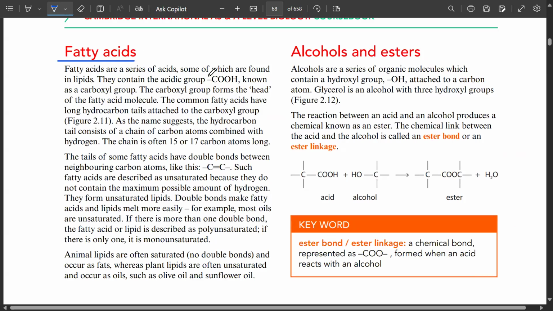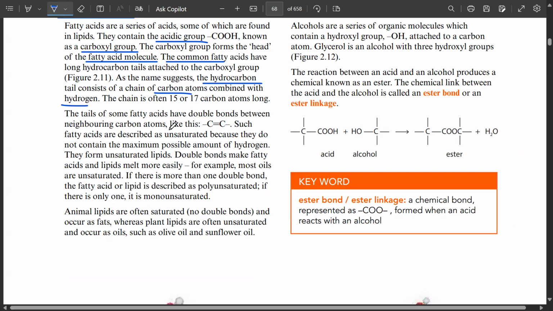Fatty acids are a series of acids, some of which are found in lipids, and they contain the acidic group COOH, known as the carboxyl group. The carboxyl group forms the head of the fatty acid molecule, and the common fatty acids have long hydrocarbon chains. Fatty acids come in many types. We have long tail fatty acids as well as short chain fatty acids. As the name suggests, hydrocarbon tails only contain hydrogen and carbon. The tails of some fatty acids have double bonds between carbons.